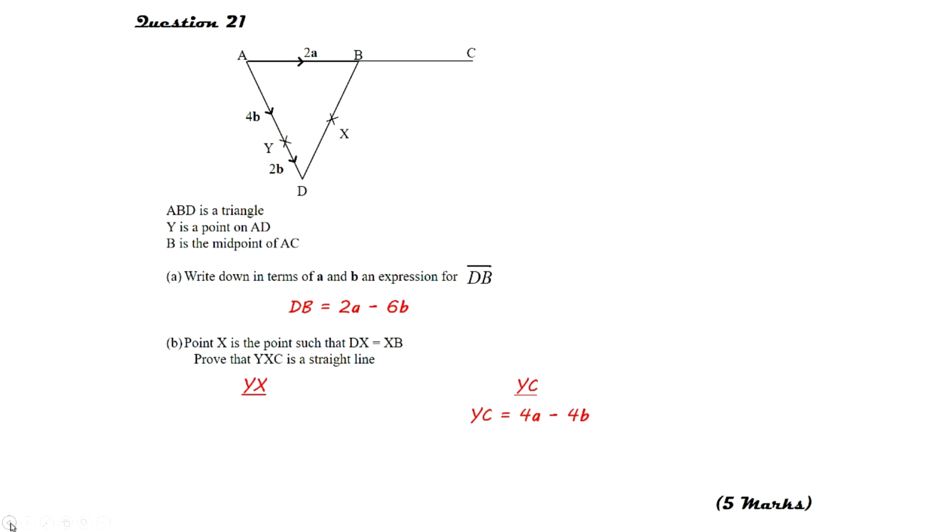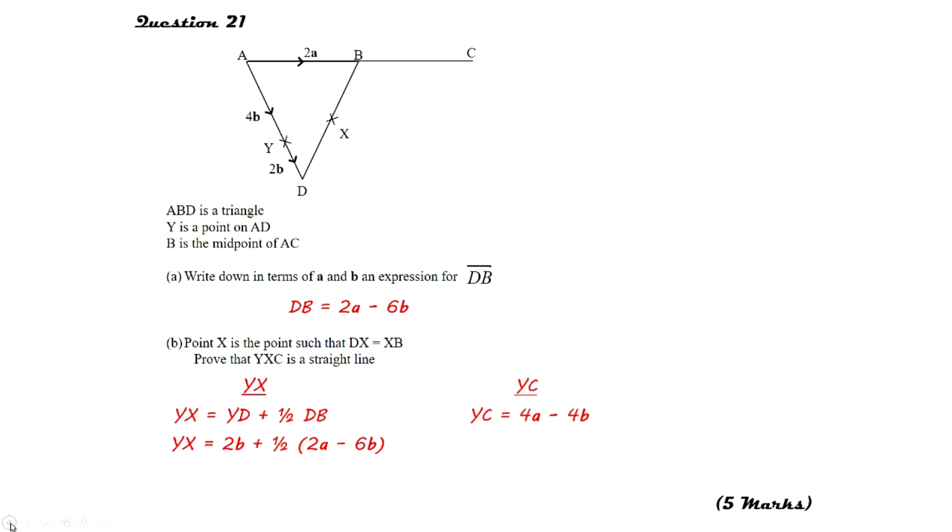From Y to X is a little bit trickier. And the way I'm going to do this is I'm going to go from Y to D, and then I'm going to want half of D to B. Now the reason why I've chosen that way to go round is because if you look in part A, I've already worked out what D to B is, and part A will always give you a clue as to part B on a vectors question. So from Y to D, well that's pretty easy, that's just 2B, and then I'm going to want half of what DB is. Now DB I've already worked out, as I said that's in part A, so that's where your 2A minus 6B has come from.